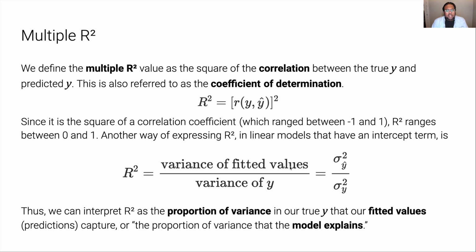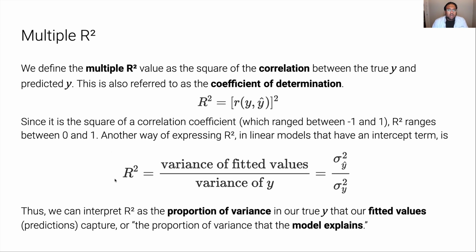This is just another term for our predicted y values. It's just something that you should be aware of: fitted values. Another way of writing this symbolically is as sigma squared of y hat divided by sigma squared of y. And the way we can interpret this is as being the proportion of variance in our true y values that our model is able to capture or explain.